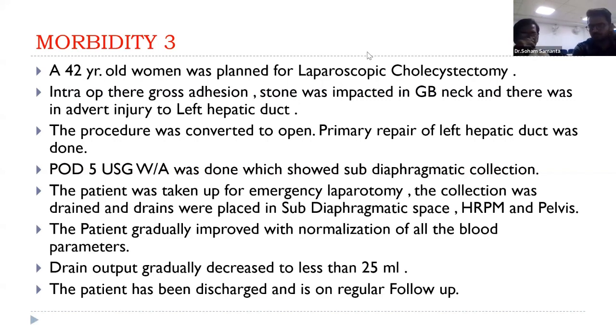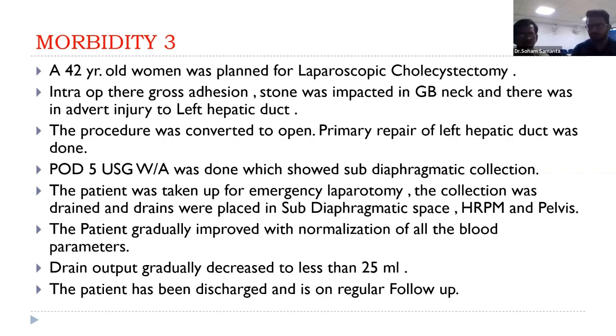How did you understand that you had done a left hepatic duct injury? Because left sided injury is not very common in routine cholecystectomy. While doing the operation, the anatomy was a bit difficult to understand, not the usual. Then there was some bile leakage. It was converted to open, and then it was found out that it was the left duct.